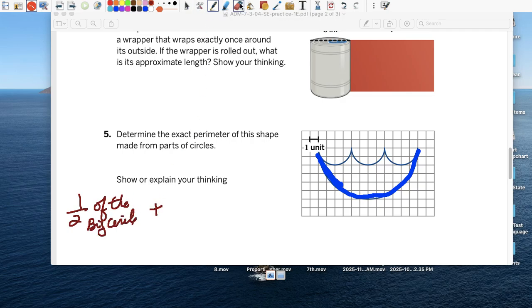Plus, erase this. We have half of a small circle plus half of a small circle plus half of a small circle. Okay. Now, I hope you can see that if I take this half with the second one and put it on top, it makes a full circle. So it's actually 3 half circles, or a circle and a half. 1.5 of the small circle.